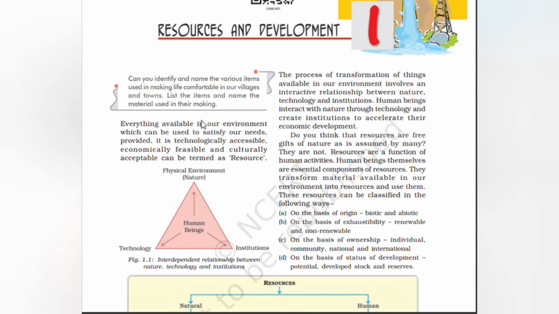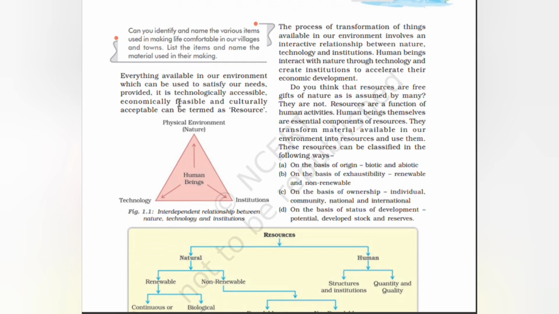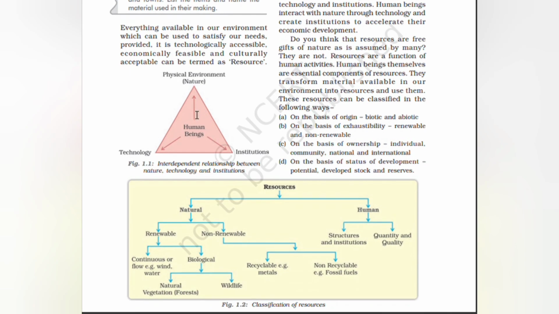Can you identify and name the various items used in making life comfortable in our villages and towns? List the items and name the material used in their making. Everything available in our environment which can be used to satisfy our needs, provided it is technologically accessible, economically feasible and culturally acceptable, can be termed as a resource.